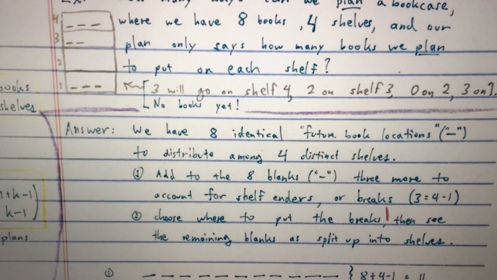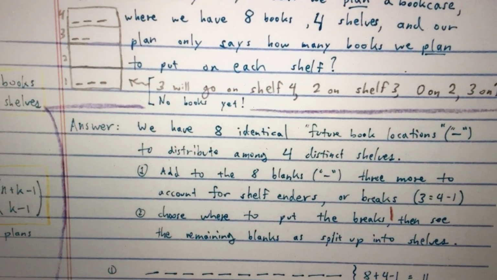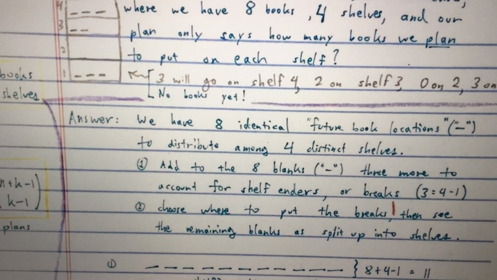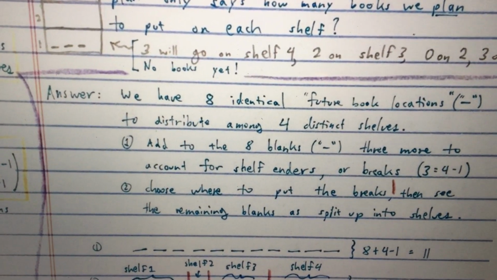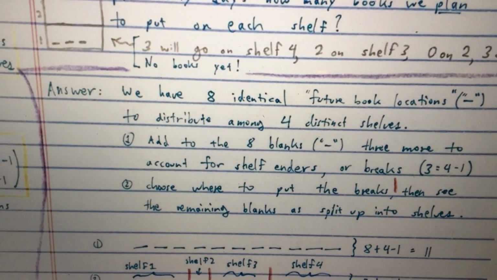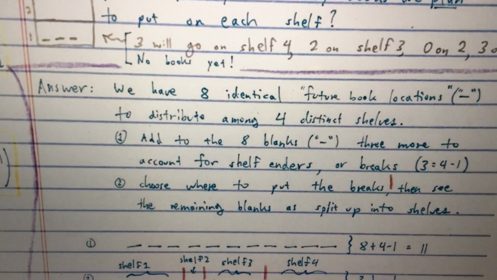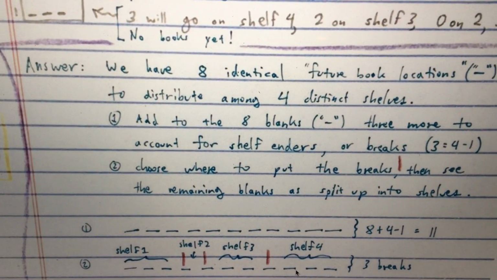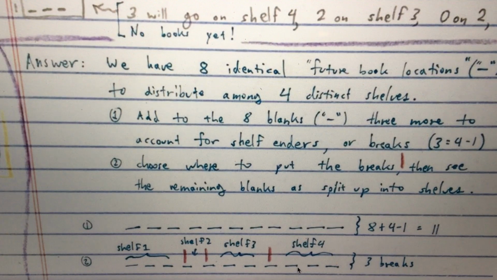So we choose where to put the breaks as step 2. I'll use a little red vertical line. And then we see the remaining blanks as split up into shelves. That's kind of hard to parse without the example. So here's my 8 blanks plus 3 more. So there's 11 blanks. I just lay them on the ground in a row at first. And then I need to decide how to put them on those shelves. So to do that, I have enough now so that there's room for 3 dividers, 3 shelf enders. And I put them in anywhere I want out of all those blanks.